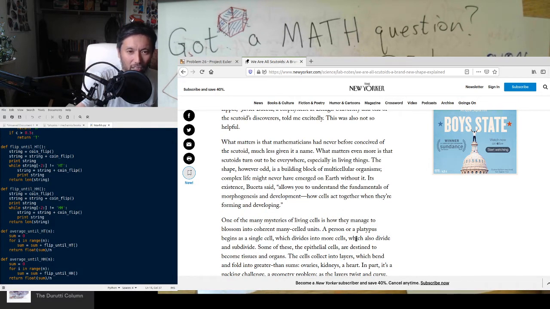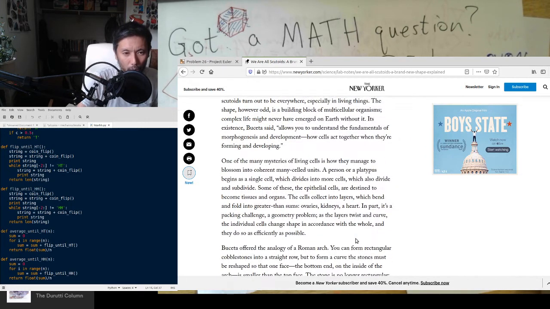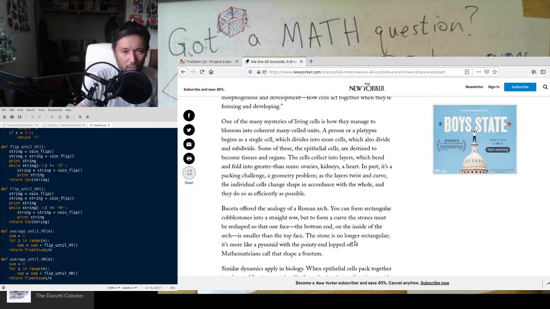Its existence allows you to understand the fundamentals of morphogenesis and development, how cells act together when they're forming and developing. That's interesting. One of the many mysteries of living cells is how they manage to blossom into coherent many-celled units. A person or a platypus begins with a single cell, which divides into more cells, which also divide and subdivide. Some of these, the epithelial cells, are destined to become tissues and organs. The cells collect into layers, which bend and fold into greater than sums, ovaries, kidneys, a heart, etc.